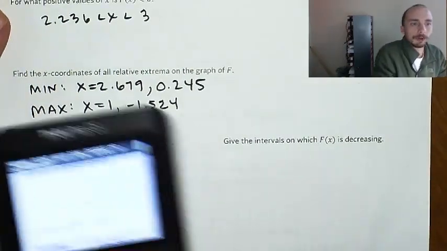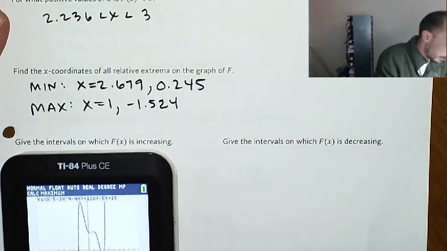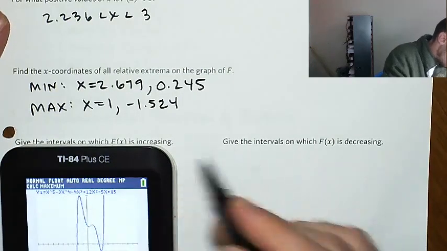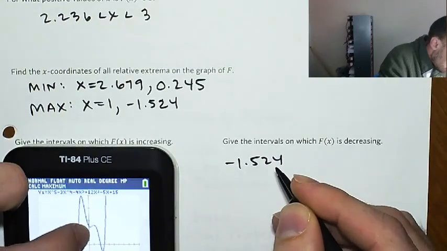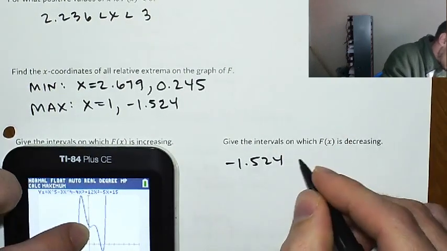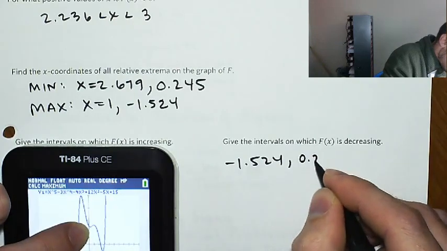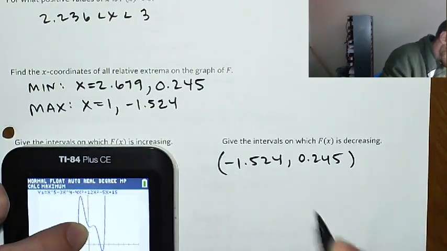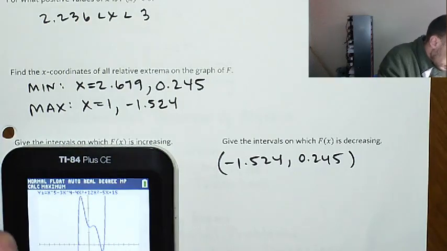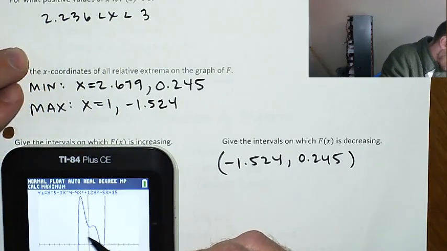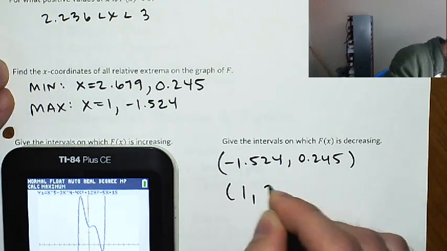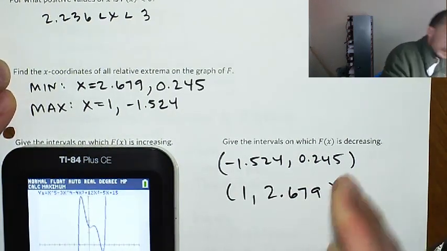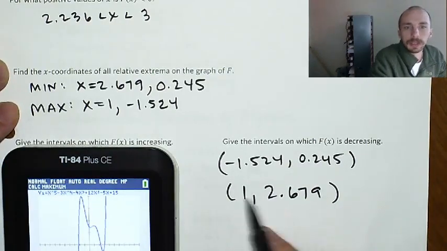f is decreasing everywhere else. That's a little frustrating. So it's going to be from the local maximum, negative 1.524, right here, down to that local minimum, which happened at 0.245. It looks like I'm writing these as intervals. And another interval of decrease would be right there from x equals 1 to this minimum, which happened at 2.679. By these, I mean the intervals of x between these two values. Those are the intervals of decrease.